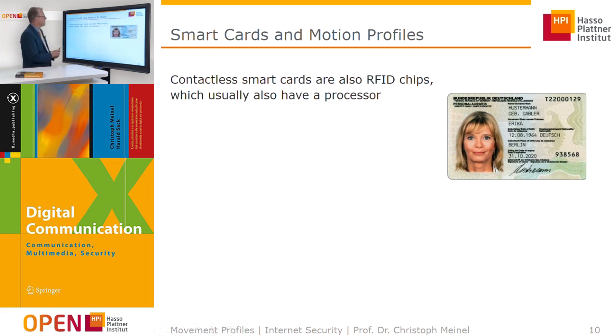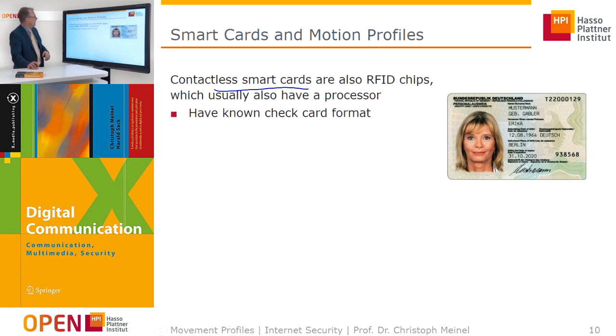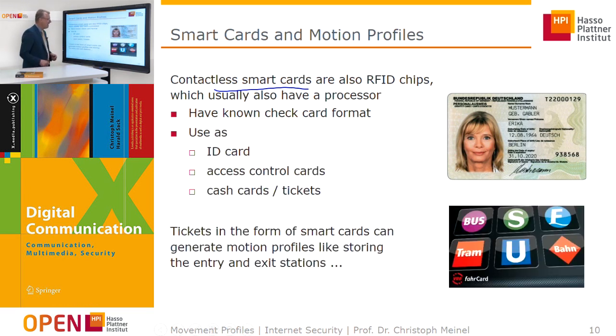Such contactless smart cards are also RFID chips, which usually also have a processor. Here is an example of a German ID card. These smart cards have a check card format. They are used as ID cards. They are used for access control. They are used as cash cards, tickets, credit cards, and others.